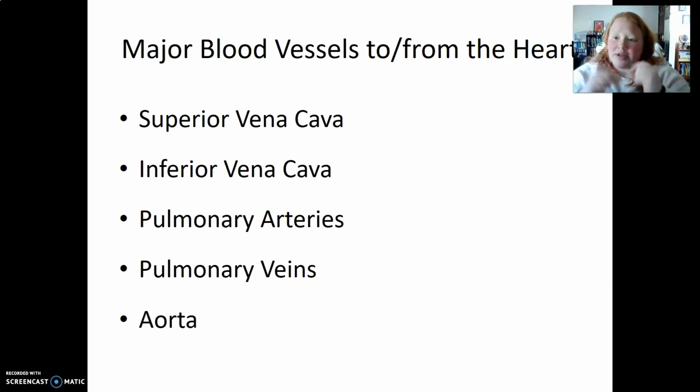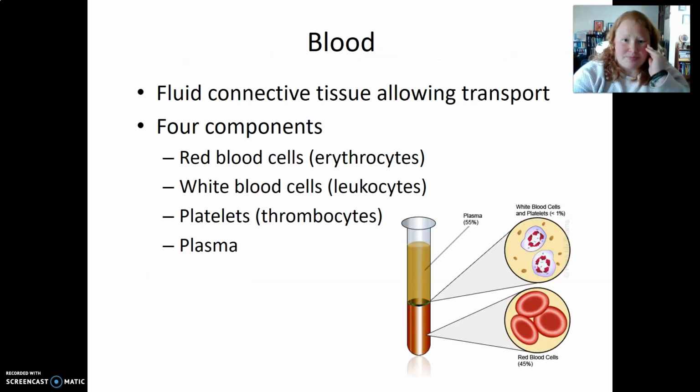Pulmonary arteries and veins are very special because pulmonary arteries are the only arteries in your body that carry deoxygenated blood. And pulmonary veins are the only veins in your body that carry oxygenated blood. So these two are special because they carry the opposite of what's normal. And then your aorta is the largest artery in your body. It carries oxygenated blood away from your heart. Okay, remember blood is that fluid connective tissue allowing for transport. You have four components: red blood cells, white blood cells, platelets, plasma. Hopefully you got that by now.